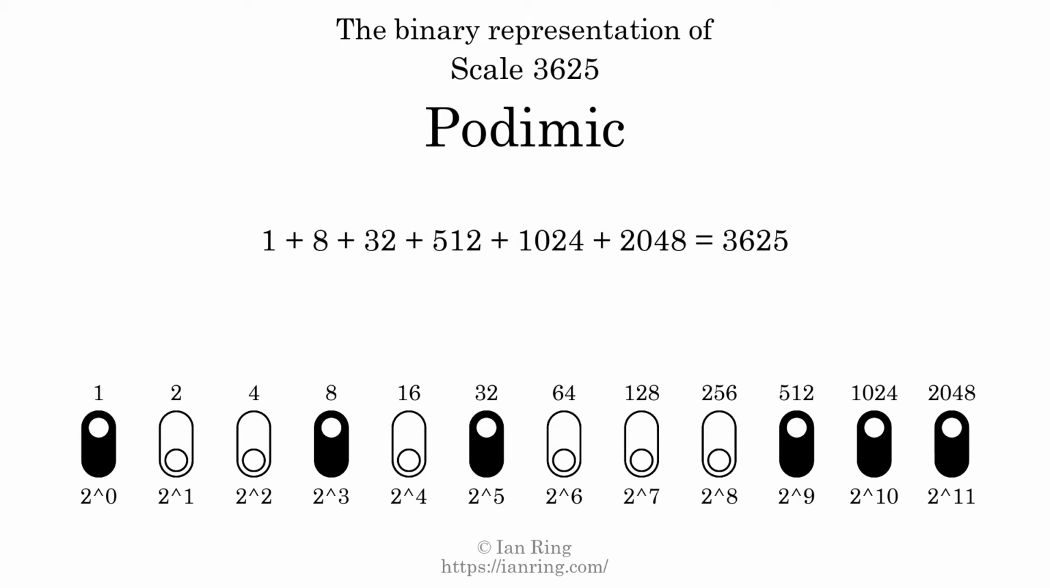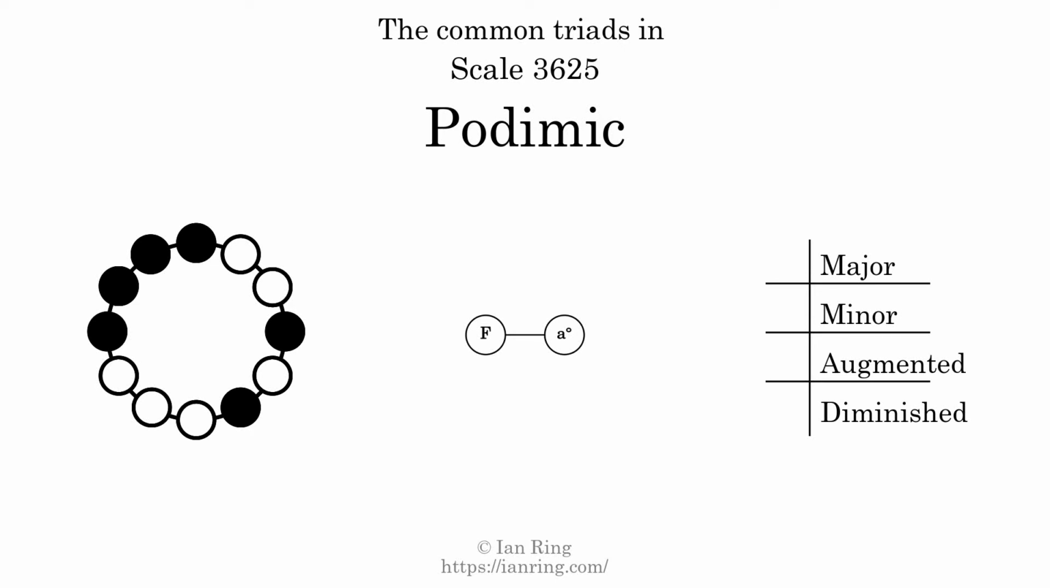3625. The scale number not only enumerates the scale with a unique index, but it also literally describes the tonal content of the scale. Represented as a binary number in base 2, the scale number is 1110000101001. Here are the common triads present in this scale.